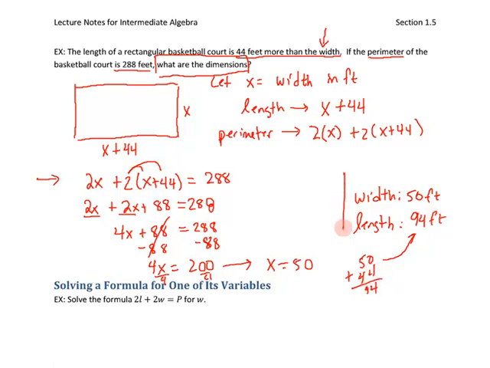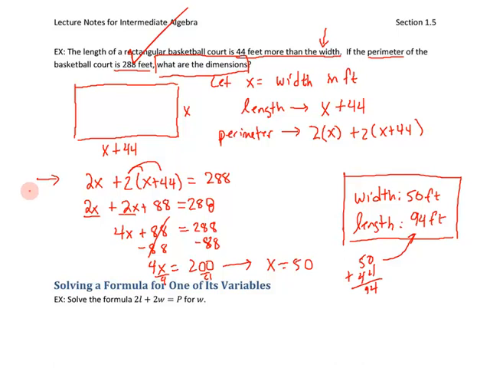Okay? Now you check your answer. Does that make sense? We know that the length is 44 more than the feet, and if I did the perimeter, that would be 50 plus 50, which is 100. And then 94 plus 94, which is 188. 100 plus 188 is 288. That works. Ta-da! We've got the correct answer.